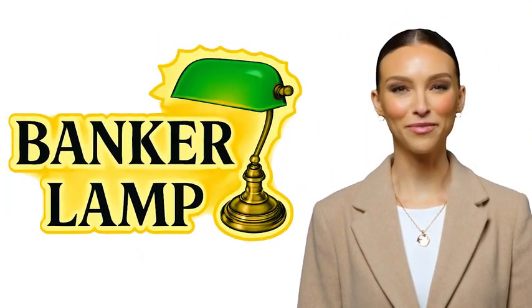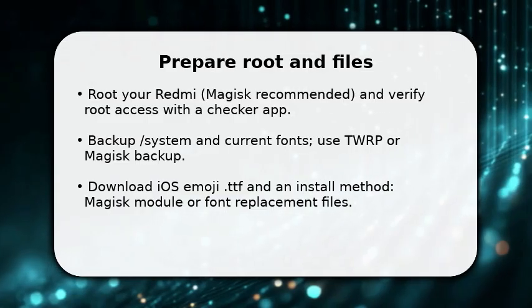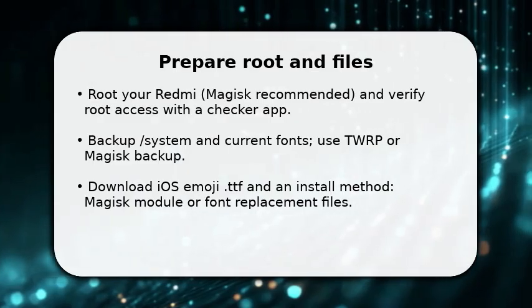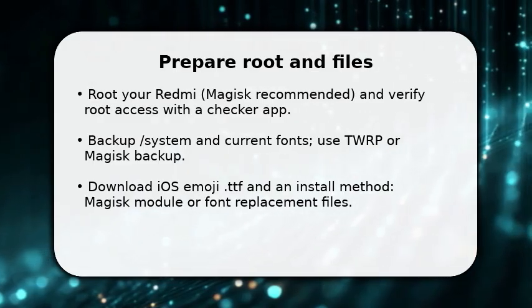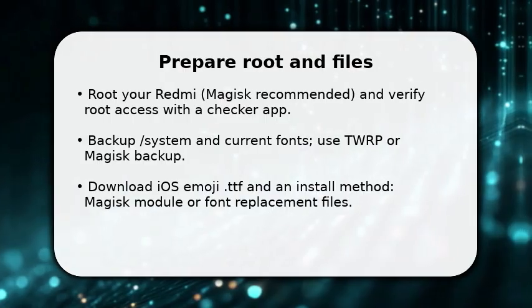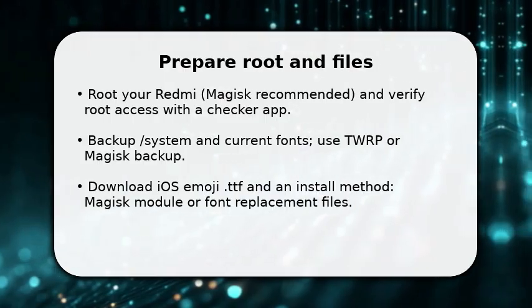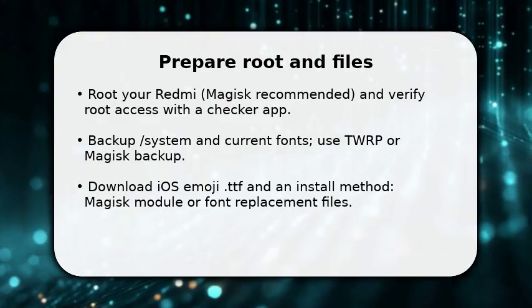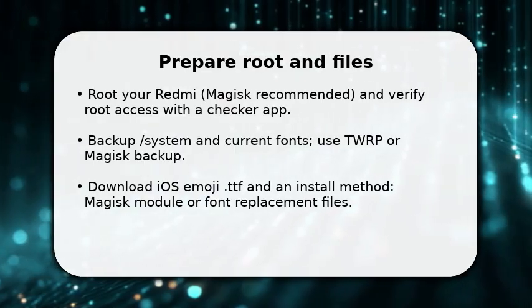Please enjoy the video. You start by confirming root and grabbing the iOS emoji font. This is mandatory because Xiaomi locks system fonts. Once rooted with Magisk, make a full backup, TWRP or Magisk snapshots, so you can revert.